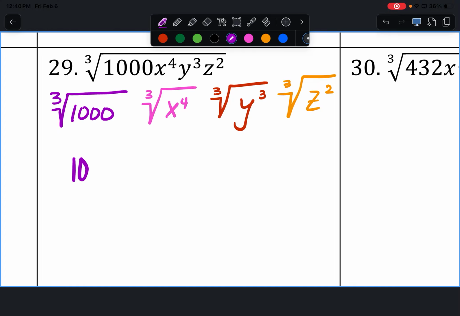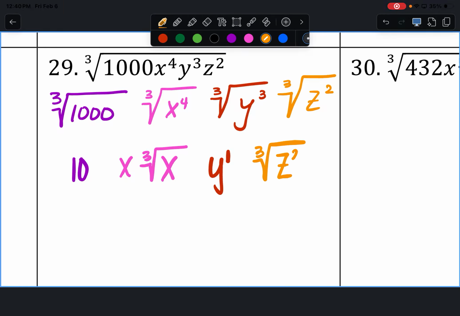10. Okay. Now, is 4 divisible by 3? No. But 3 can go into 4 once, with how much left over? Okay, now, is 3 divisible by 3? So how many times can 3 go into 3? Is 2 divisible by 3? Can 3 go into 2? No. So we just get the cube root of z squared.